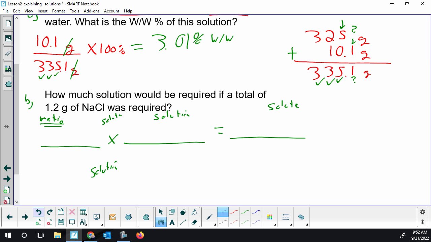So how much solution would be required? So that is the question mark, or maybe you'd probably put an X in its place because you're most comfortable solving for X. How much solution would be required if a total of 1.2 grams of sodium chloride was required? So that's our solute. Okay. And we're going to need to get that original ratio back from our percent.